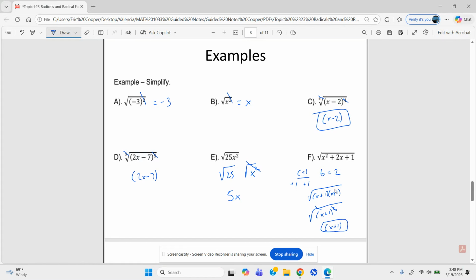and all it leaves me with is x plus 1. So again, radicals and exponents cancel each other out as long as the index and the power are the same. So if I have a square root, I need to use a squared to be able to cancel it out. And it works either way. The squared is on the inside and the radical is on the outside. They will always go through and cancel out.